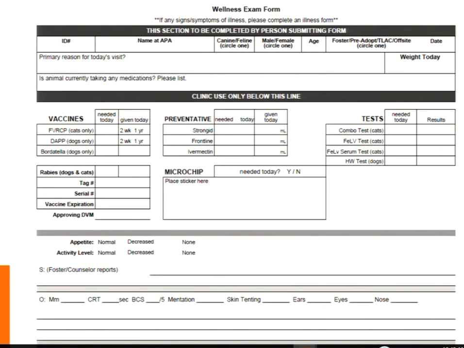This is kind of a fancier one, like a wellness form for animals. So again, circles: is this a 2-week vaccine or a 1-year vaccine? All that kind of good stuff. It's really easy to just circle and fill things out.